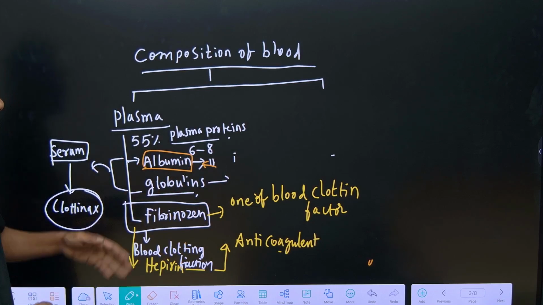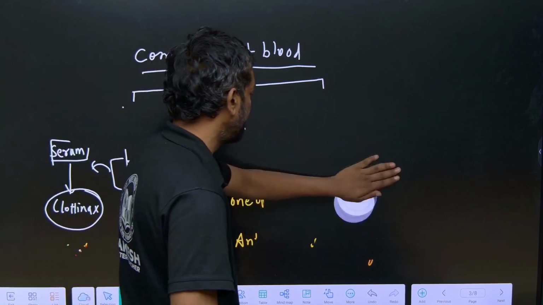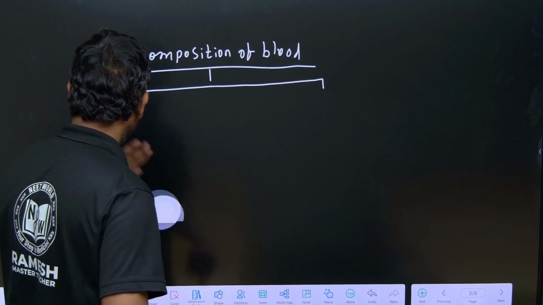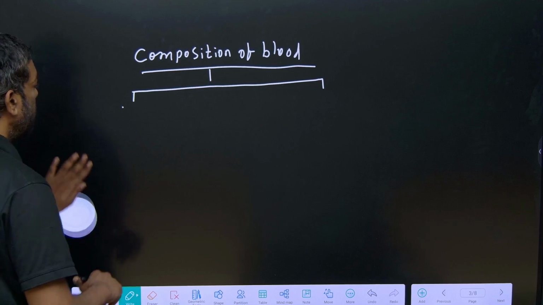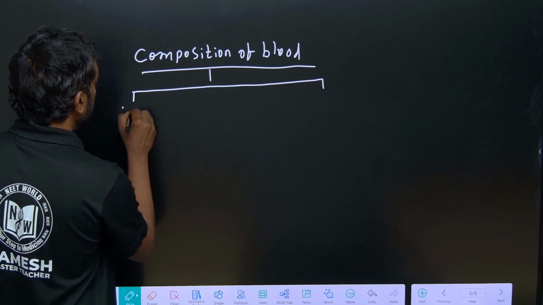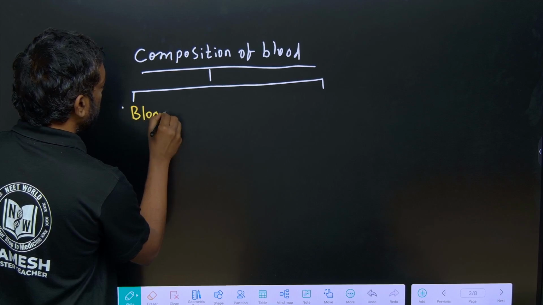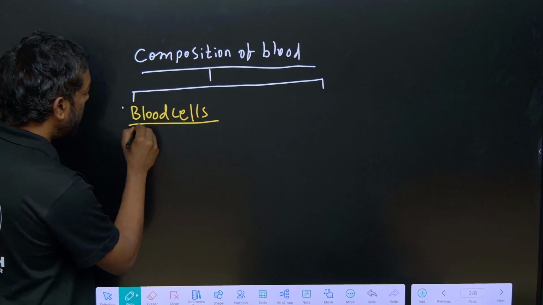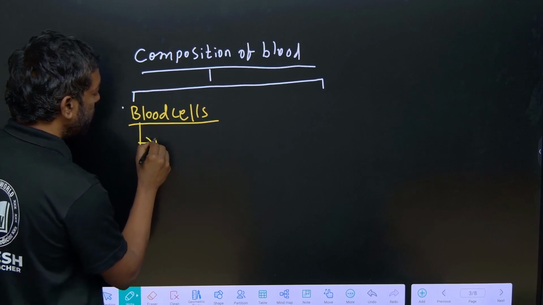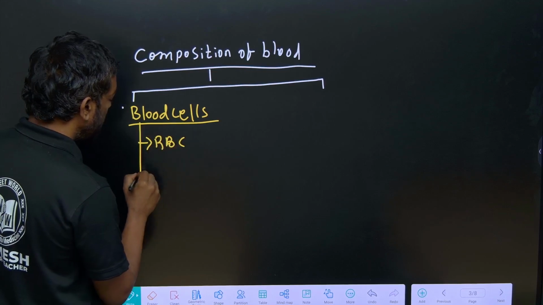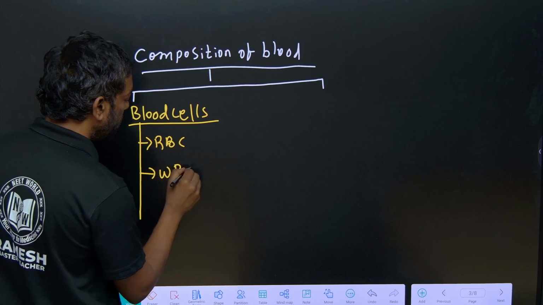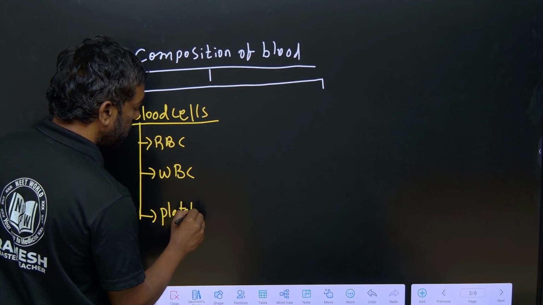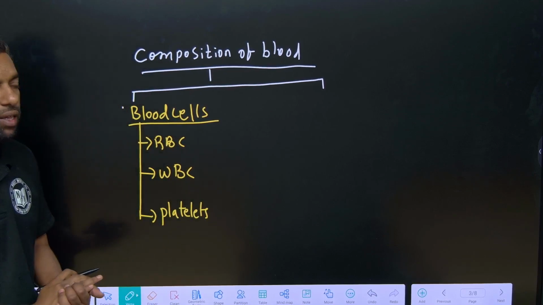And what about blood cells? Blood cells are mainly three types: RBC, WBC and platelets.